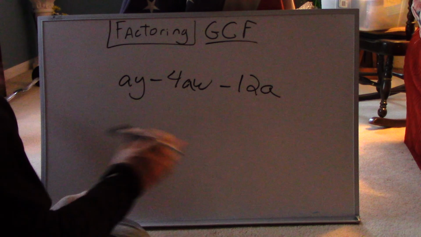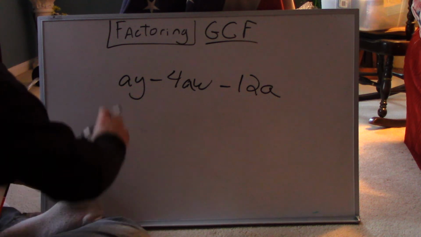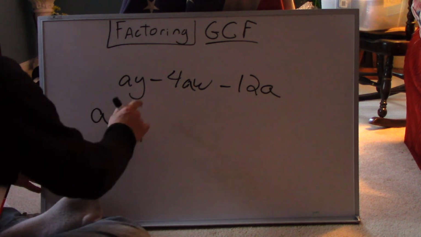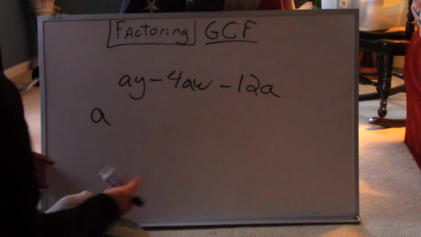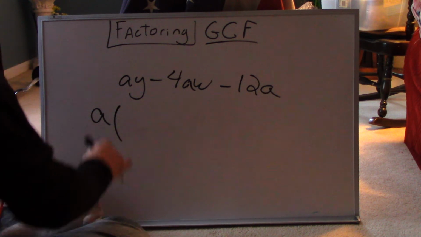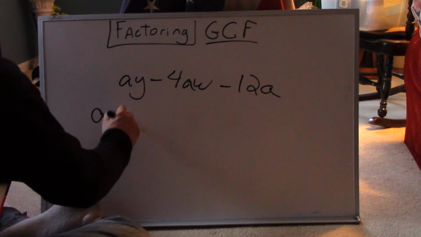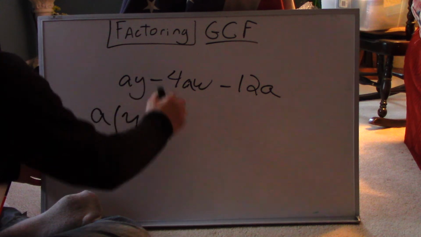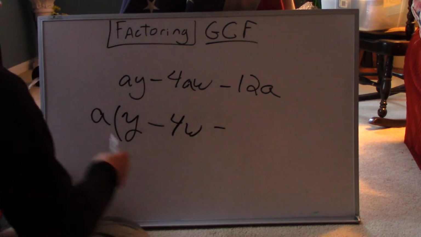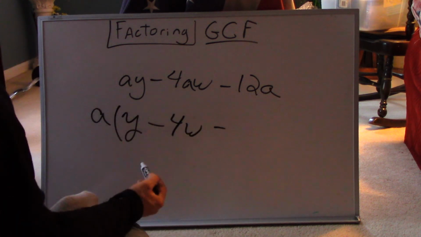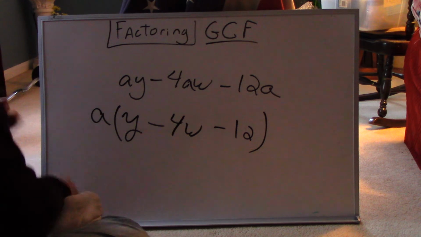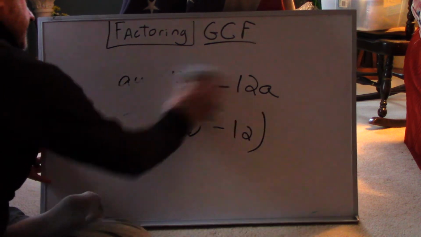A number has to go in all three. There's nothing. What could go into A? A. What can go into Y, W? Nothing. So A is the common variable for all of them. A minus A, nothing. Y left over. 4 is left over here. A minus A is nothing. 4W is left over. A goes into A, nothing. 12 left over. That's your answer. Y minus 4W minus 12.